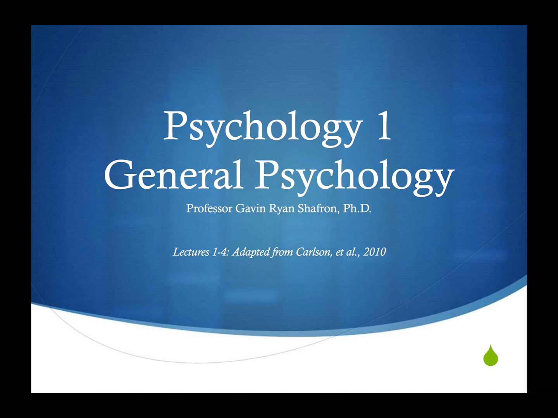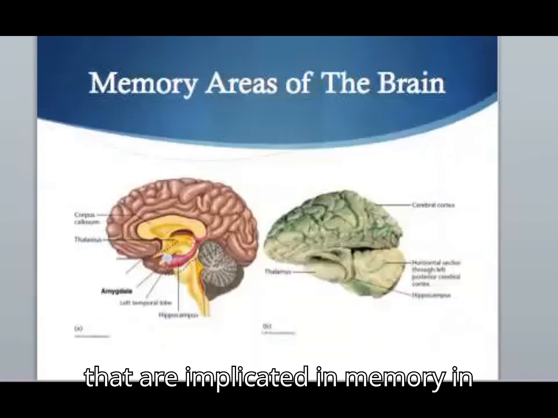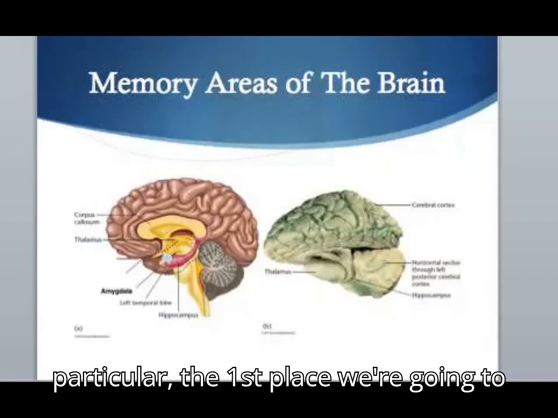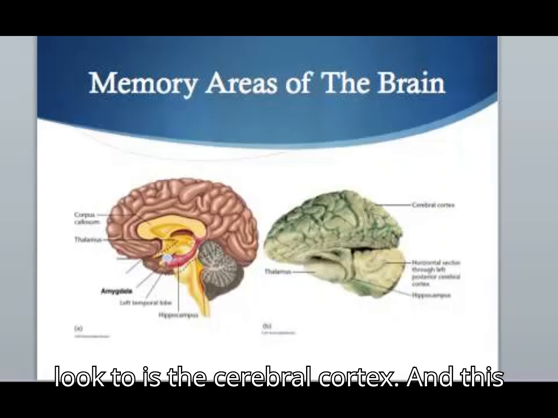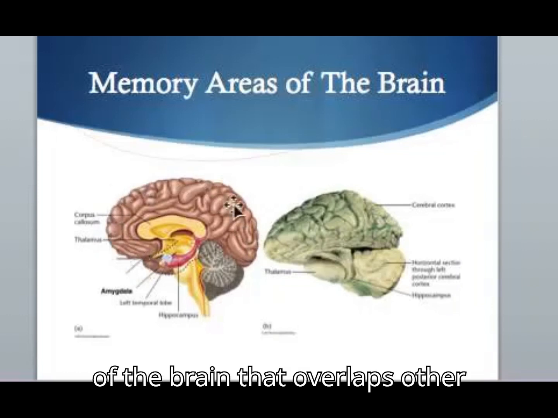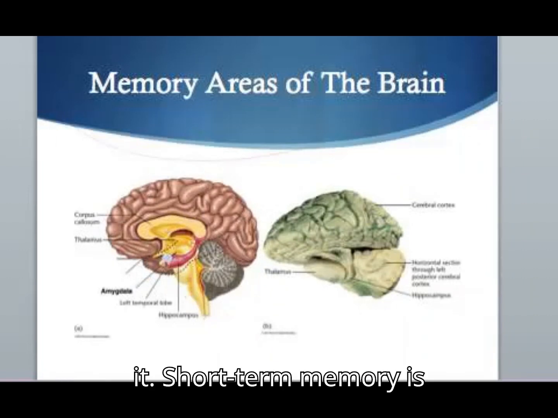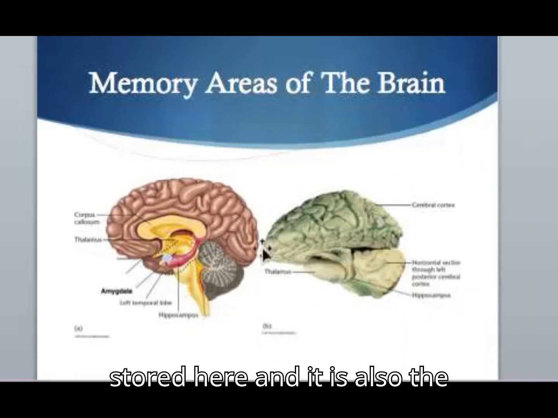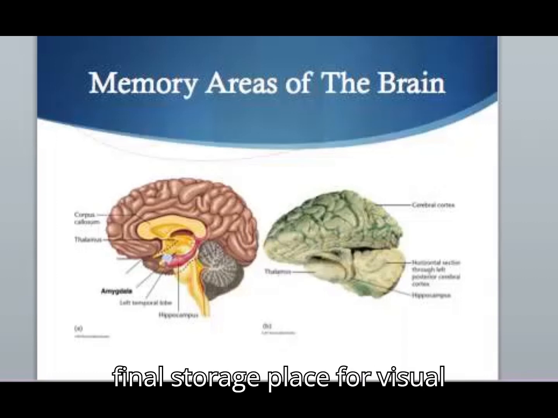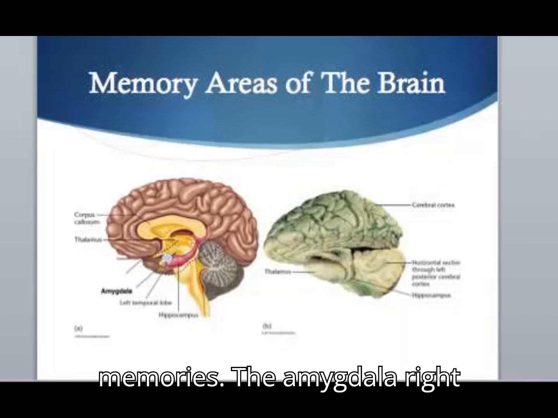Let's get started. When we look at areas of the brain that are implicated in memory in particular, the first place we're going to look to is the cerebral cortex. This is the kind of corrugated area of the brain that overlaps other more primitive areas of the brain below it. Short-term memory is stored here, and it is also the final storage place for visual, auditory, tactile, and verbal memories.